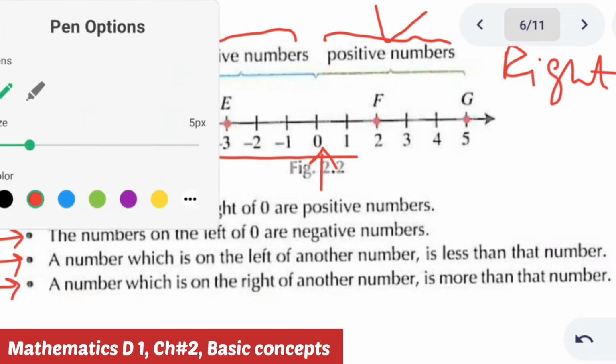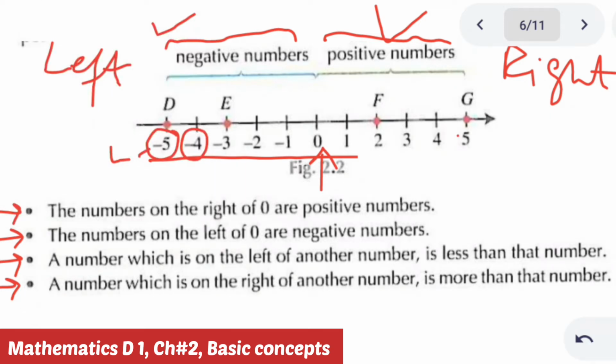Okay, you can see that a number on the right, for example if we compare 5 and 4, 5 is on the right of the number 4, so the value of 5 is greater than the number on the left. So we can say that the number on the right has more value as compared to the number on the left.